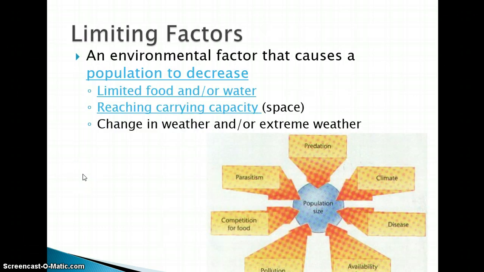Limiting factors, things that are going to limit the population in an area, include limited food and water. If you don't have enough food, you won't be able to support all the population. If you don't have enough water, you won't be able to support the population. This can lead to a population decrease. Carrying capacity is the maximum number that an area can support. It has the right food, water, and climate to support so many members of a population.